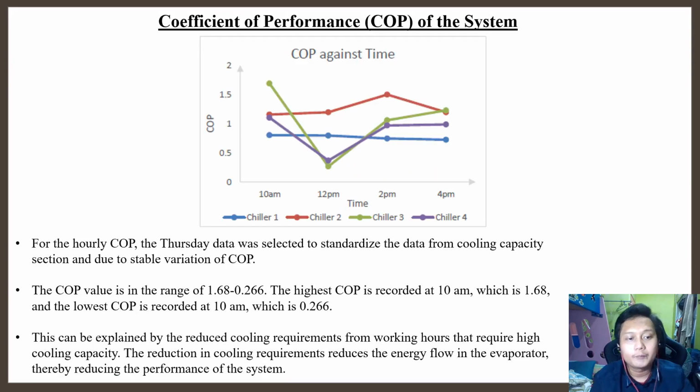For the hourly COP, the Thursday data was selected to standardize the data from the cooling capacity section, and due to the stable variation of COP, the COP value is in the range of 1.68 until 0.266. The highest COP is recorded at 10 a.m., which is 1.68, and the lowest COP is recorded at 10 a.m., which is 0.266. This can be explained by the reduced cooling requirement after working hours that require high cooling capacity. The reduction in cooling requirement reduces the energy flow in the evaporator, thereby reducing the performance of the system.